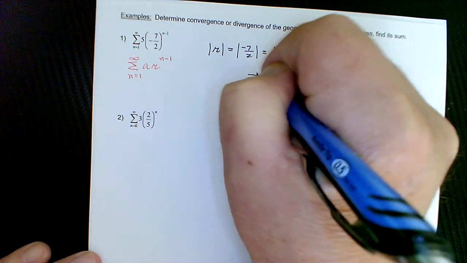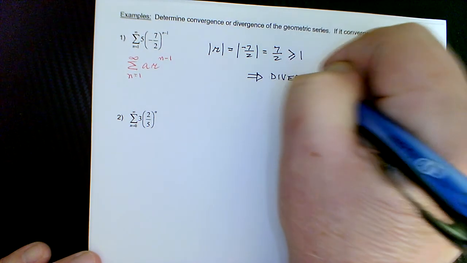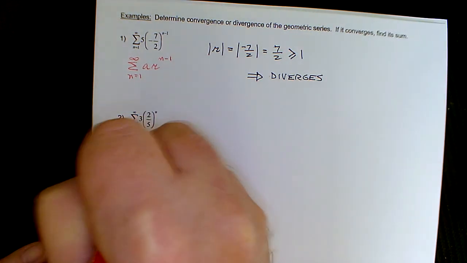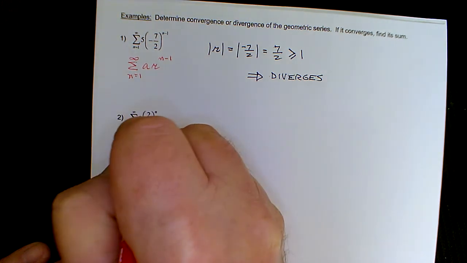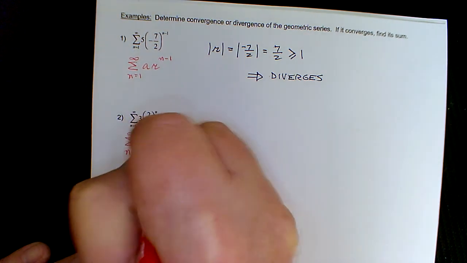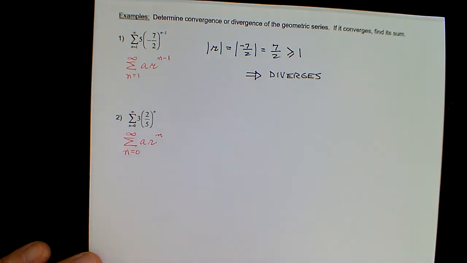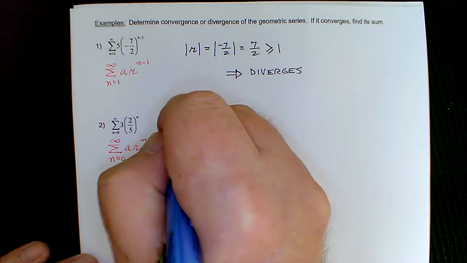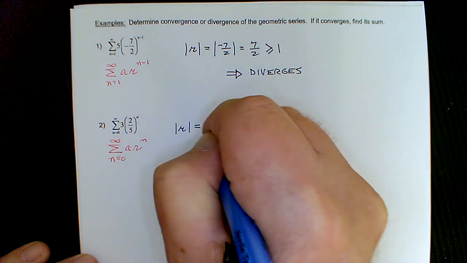Same idea with the second example. Just make sure it matches. We'll see in the third example when it doesn't match what we need to do. Okay, it's ar to the nth. This is the standard form when n starts at 0. And so everything fits. The absolute value of r is the absolute value of 2/5, which is 2/5, which is less than 1, so it converges.